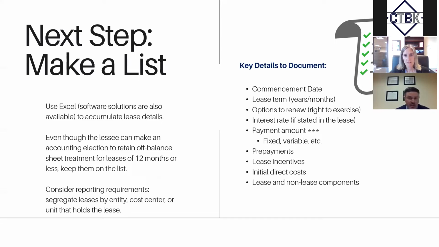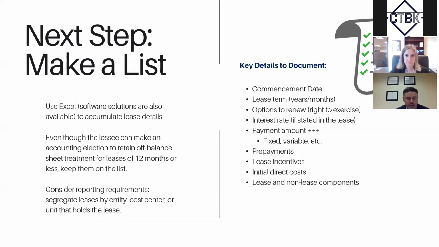You'll also want to document the interest rate of the lease if stated in the lease. If it's not clearly stated, Kristi will give some guidance on what interest rate to use if not separately stated in the agreement. Next, you would include your payment amount, whether fixed, variable, or otherwise. And we're going to talk about more details related to the payment amount on the next slide. You'd also include any prepayments or down payments that you made on the lease. You'd also include any lease incentives. And again, we're going to cover lease incentives with a few more details and examples on the next page.